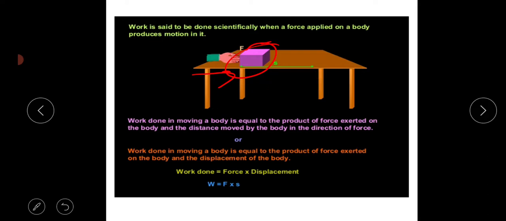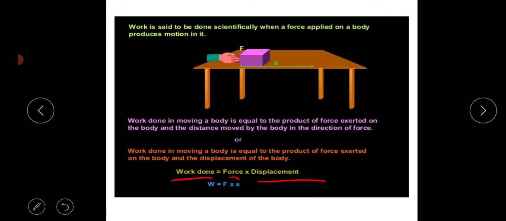Now what is force? We all know that push or pull is known as force. If we push or pull an object, we are applying force on it. And what is displacement? Change in the position of an object is known as displacement. So if we apply a force on an object and it moves, then work will be done on that object. So we can say that the work done in a moving body is equal to the product of force exerted on the body and the displacement of that body. So work done is equal to force into displacement.